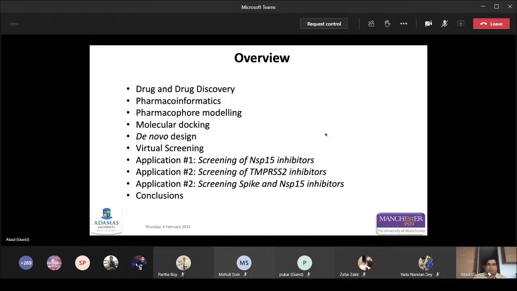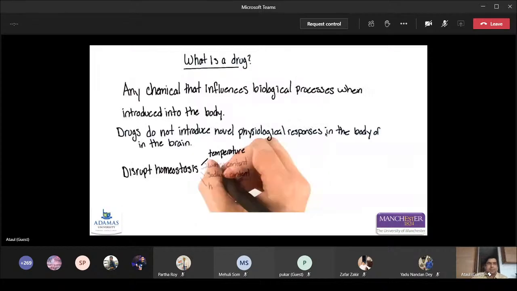So let's start. This is very well known: what is a drug? I think you people know better than me. A drug is any chemical that influences a biological process when introduced into the body, and drugs do not introduce novel physiological responses in the body. Whatever, these are small molecules that change the chemical or biological pathway.